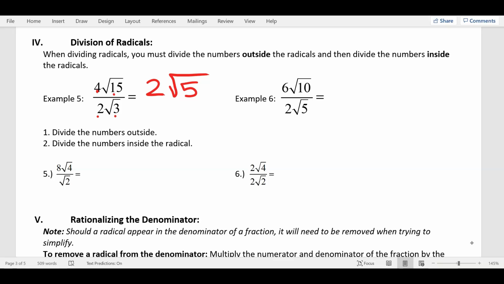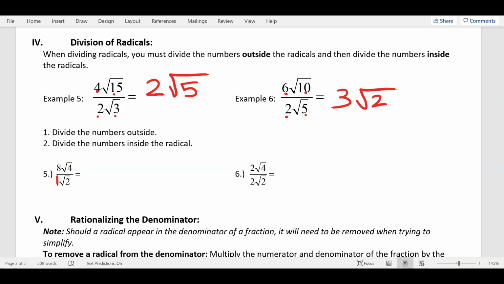Let's do example 6. 6 divided by 2 is what? 3. 10 divided by 5 is what? 2. That's it. You try these 2 down here. The one thing on number 5, this is a 1, by the way. If there's no number, you have an implied 1. So everyone's trying 5 and 6.